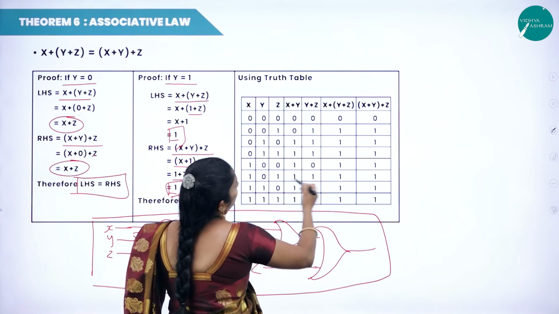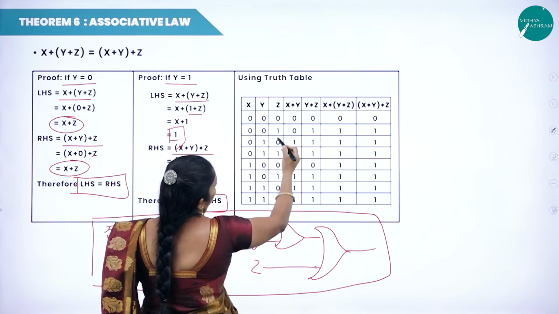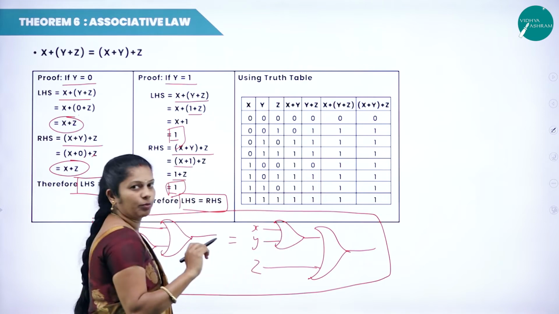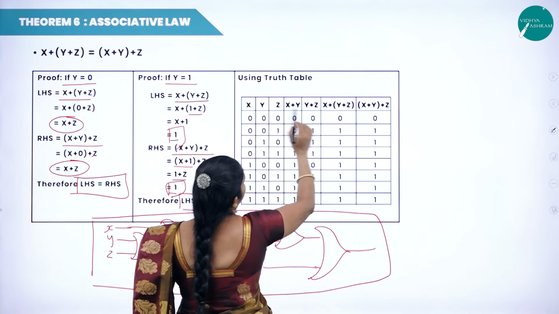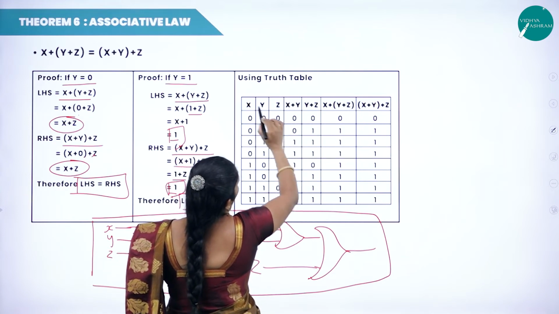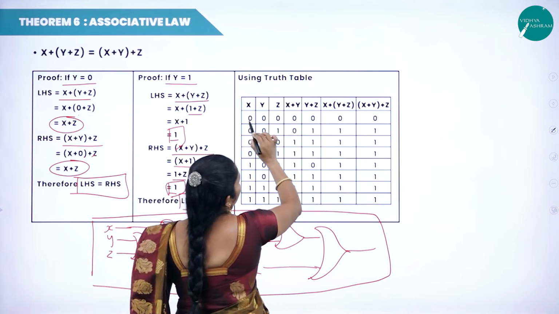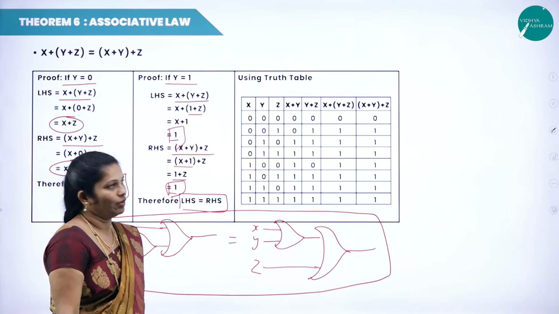Then the next one, y plus z we have. For y plus z, take down the y column as well as the z column. Here, only in the first case and only in this case, the output becomes 0 and the remaining will be 1. Then take down x plus yz column. You have to consider the x column as well as the yz column. At that time, only in the first case it is 0 and in the remaining cases it will be 1 because one or the other has 1.